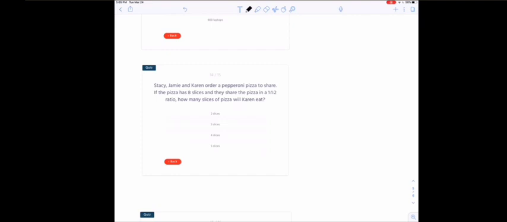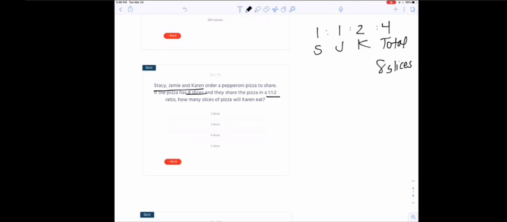It says, Stacy, Jamie, and Karen order a pepperoni pizza to share. If the pizza has 8 slices and they share the pizza in a 1:1:2 ratio, how many slices of pizza will Karen eat? So here we go. Stacy, Jamie, Karen, 1:1:2. Remember, it's the order of the words. So Stacy, Jamie, Karen. That is a total of 4 slices. Okay. The pizza has 8 slices.